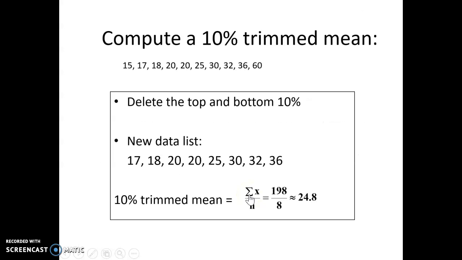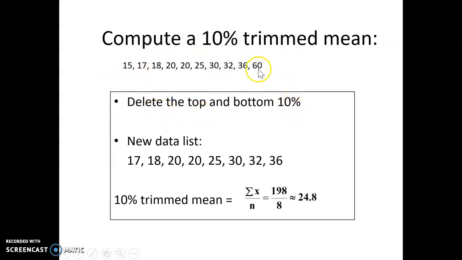So here's the example. We put our numbers in order. We could find the mean of this, but we want to do a 10% trimmed mean. Why? Because look at this number. This 60 is clearly different than everything else. See, this 15 and 17 aren't that far apart. 15 to 36 isn't that far apart. But the 60 is much different. It's probably going to be an outlier. So we will trim the mean to try to avoid 60 over-representing this group.